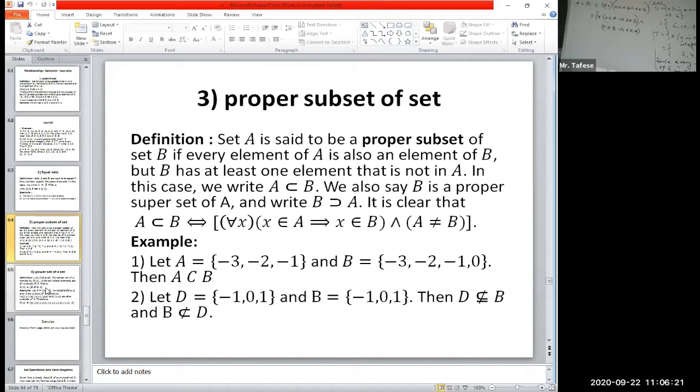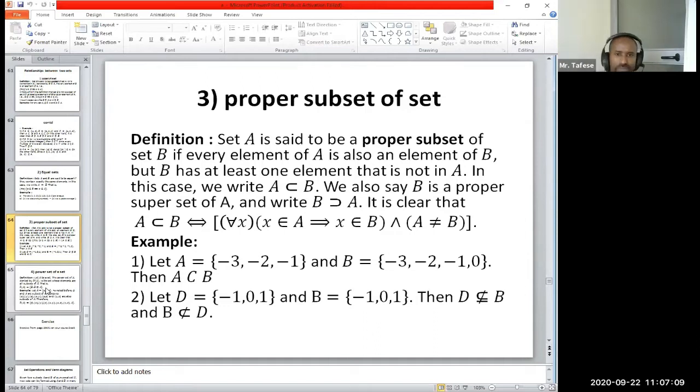Proper subsets. The third category of how we are going to relate two sets. You can see the definition given there. Set A is said to be a proper subset of set B if every element of A is also an element of the second set B. But as you can see here, set B has at least one element that is not in set A. As you can see, set B is the second and set A is the first. So A is a proper subset of B.